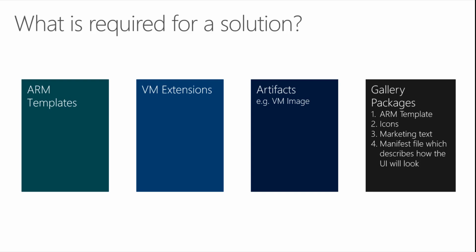So what else is required for a solution? We've covered a lot of these facts, but it's all the above. Anything that will complete it, that will build that recipe for that yummy dinner, that's not all the individual bits and pieces separately that they would have to otherwise configure and deploy. So everything from the ARM templates to the VM extensions. If we have a VM extension, what script is it going to run, or what type of thing is it going to install? Artifacts such as the VM image. And then the gallery packages.